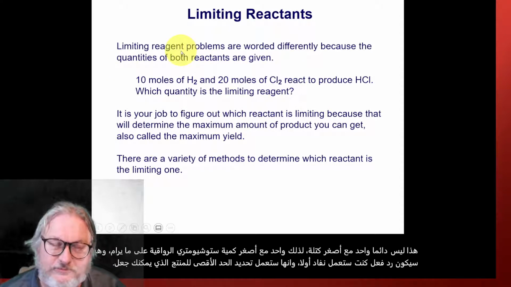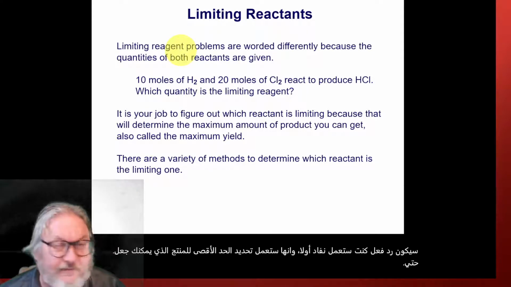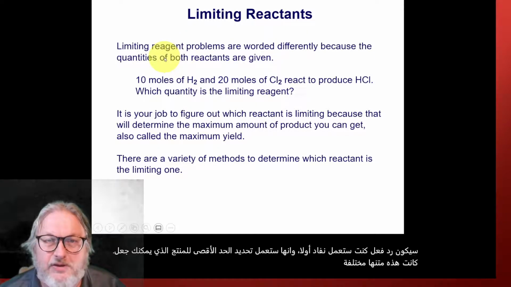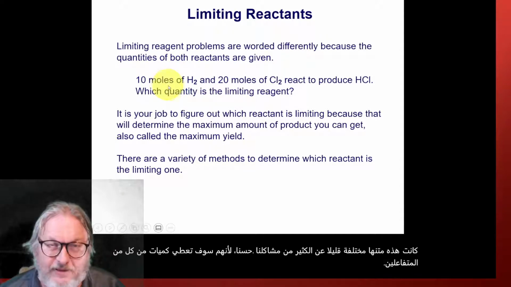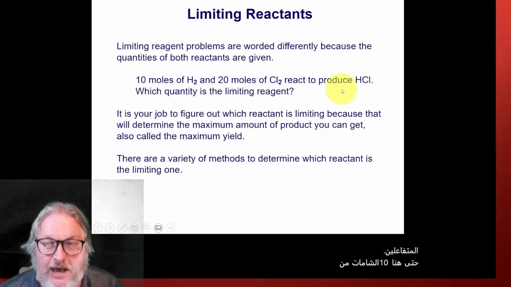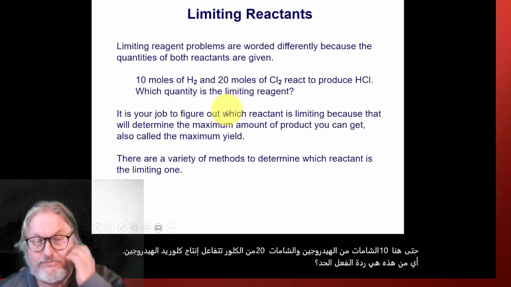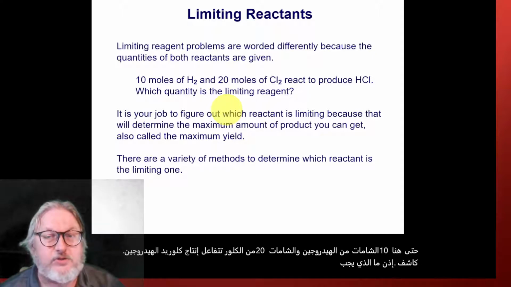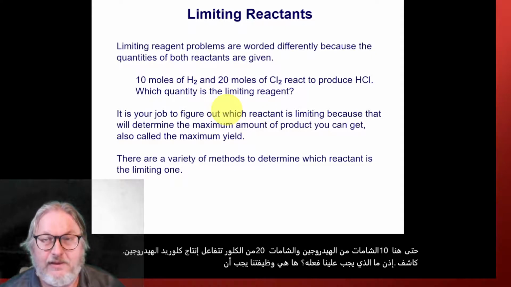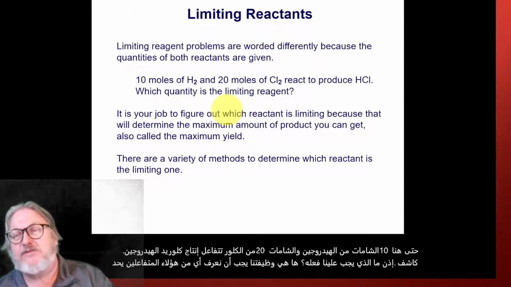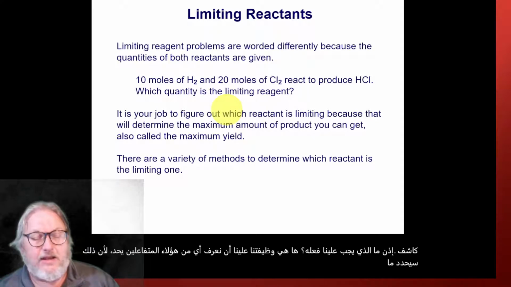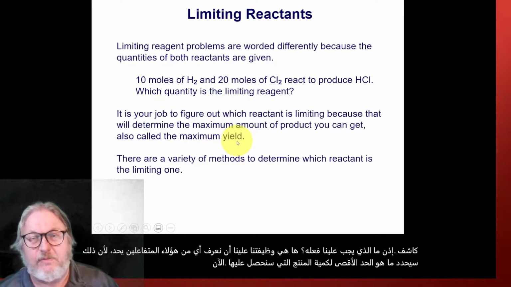These are worded a little bit differently than a lot of our problems, because they'll give you the quantities of both of the reactants. So here, 10 moles of hydrogen and 20 moles of chlorine produce hydrogen chloride. Which of these is the limiting reactant or reagent? Our job is to figure out which reactant is limiting, because that determines the maximum amount of product we're going to get. We'll sometimes call this the maximum yield.